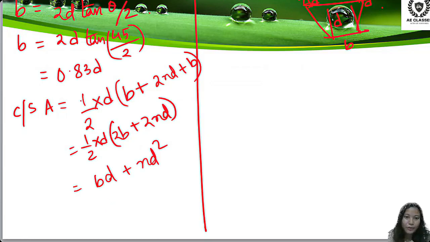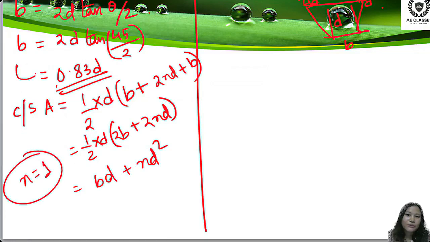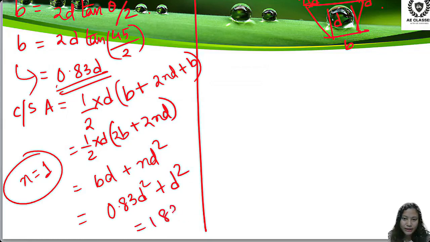So if you put the value of b as 0.83d, and we know the value of n is equal to 1, and if you put these values, what do you get? This will give you 0.83d squared plus d squared. So this is equal to how much? 1.83d squared. So up to this much is clear to you all.